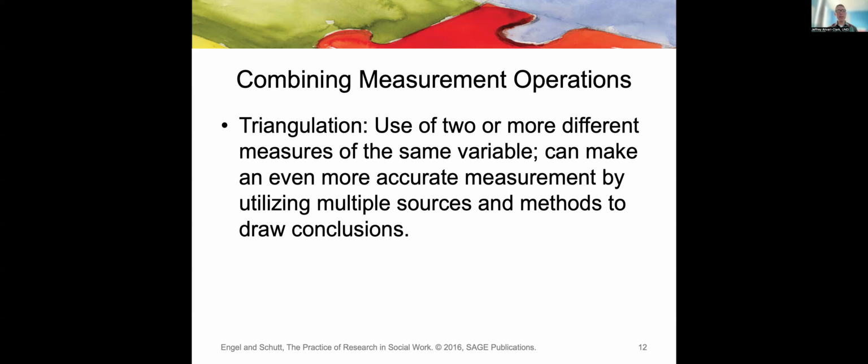And so therefore, coming from those different ways, we're actually able to see that yes, we do have sufficient information. So using two or more different measures of the same variable can be really helpful as well. It helps make it more accurate, using multiple sources as well as methods to draw conclusions. So perhaps you're not all using the same measure, but you're using different ways of measuring it. So that can be ways in which we can go about it.